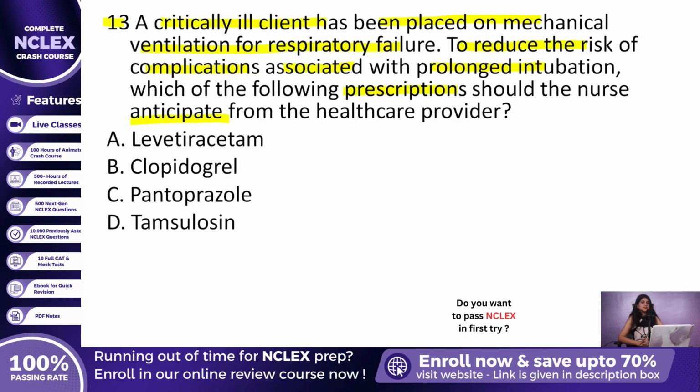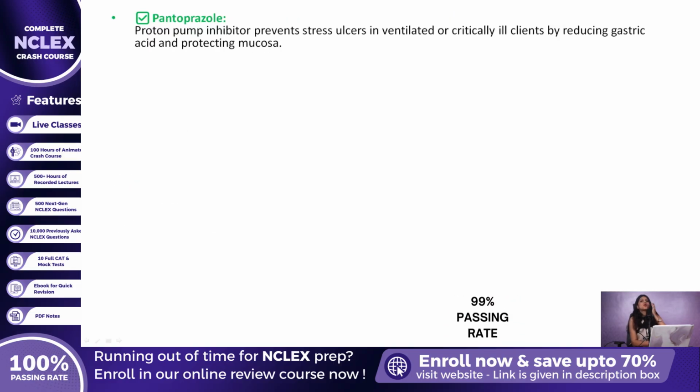The correct answer here is option C, pantoprazole. Pantoprazole is a proton pump inhibitor that plays a vital role in stress ulcer prophylaxis. Critically ill clients, especially those who are intubated or on mechanical ventilation, are at heightened risk for stress-related mucosal disease due to physiological stress, decreased gastric mucosal blood flow, and hypersecretion of gastric acid.